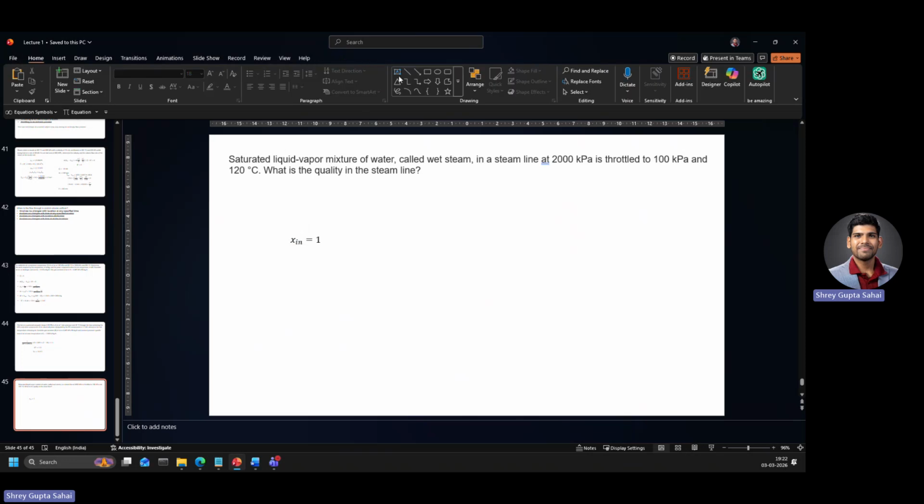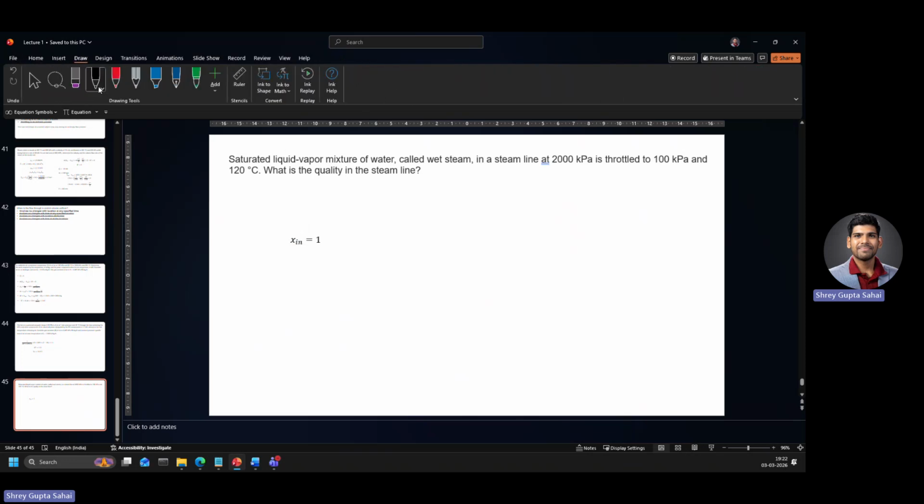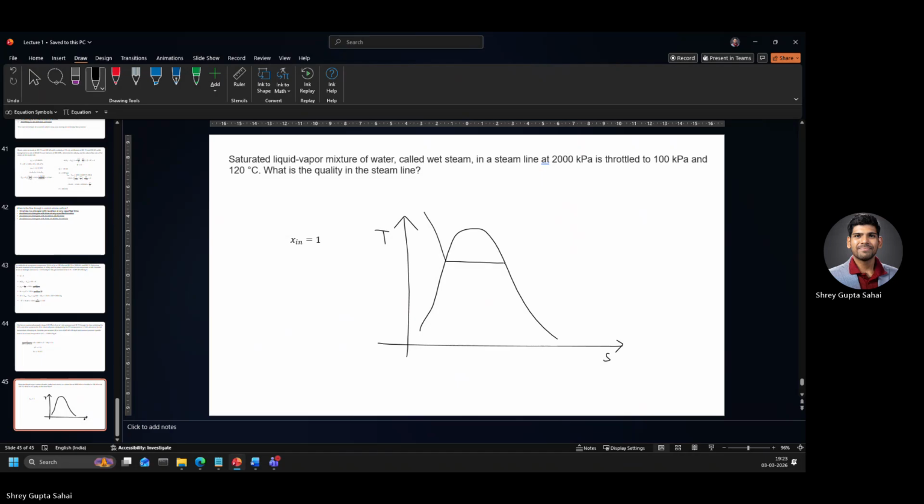Okay, so let's draw the TS diagram. That is the interesting part here. I like the TS diagram more. I don't like TV or TP. We can definitely draw that too. But this is how the TS diagram looks like. Constant pressure lines, and with pressure drops, sorry, I'm drawing it wrong. This is not how it looks like. It looks like this.